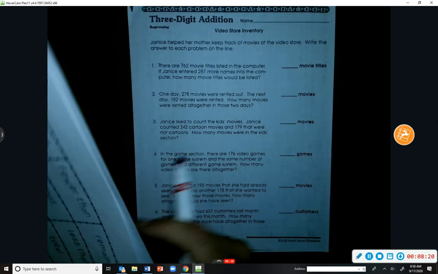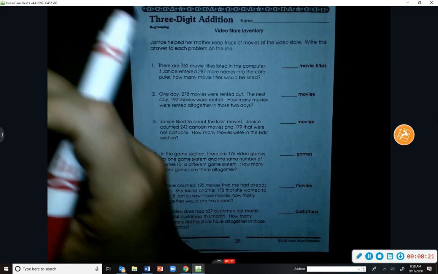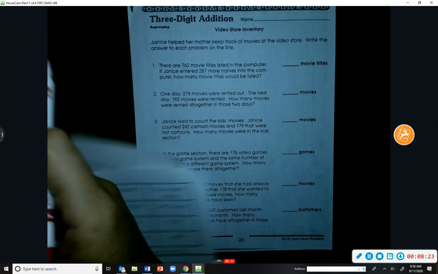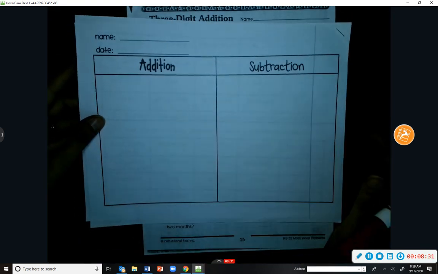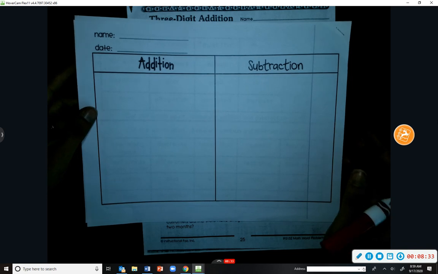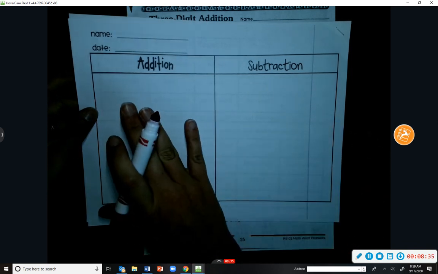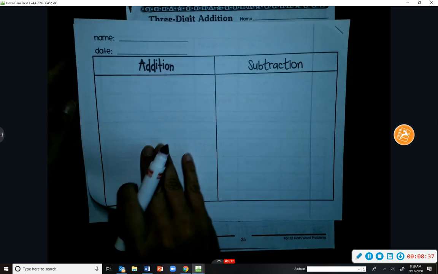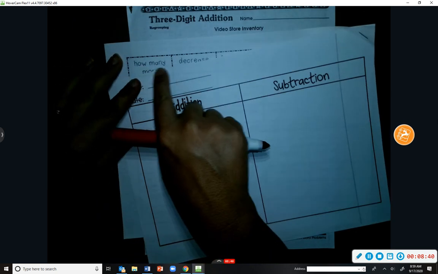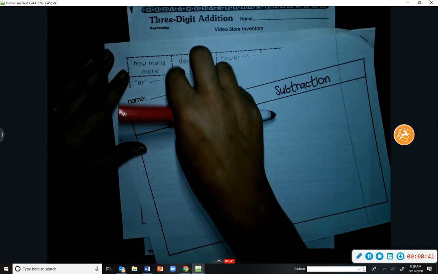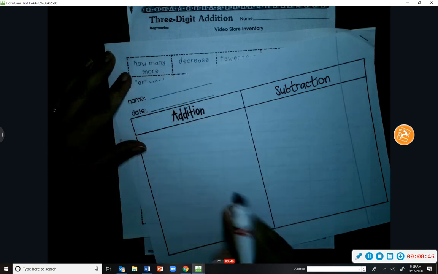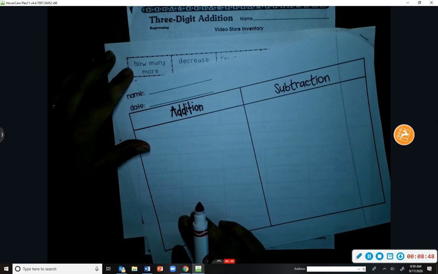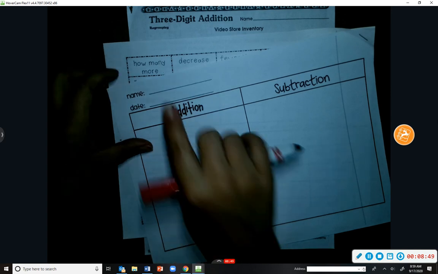And then you guys are going to be getting a sorting assignment that looks like this. So you're going to have a chart. One side's addition, one side is subtraction, and you're going to separate the key words into which side it goes on. So for example, how many more? Where do you think that would go? You can use your journal to help you.